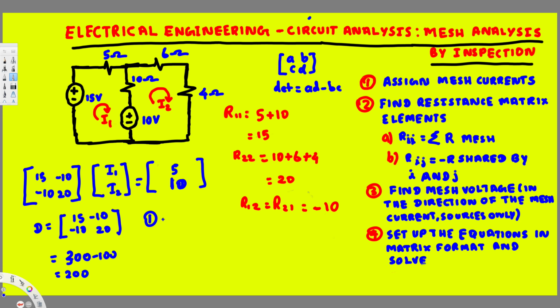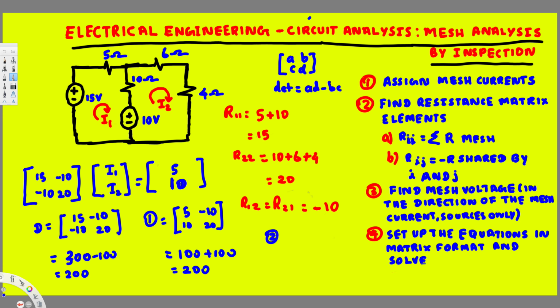And now to find I1 we have to swap this voltage with the first column. So if we swap with the first column, that's going to be 5, 10, and the second column remains the same, that is minus 10, 20. And now we have to find the determinant. Again, it's AD minus BC. 20 times 5 is 100, minus minus 100, so that's going to be plus 100, right? So this is going to be 100 plus 100, so that's going to be 200.